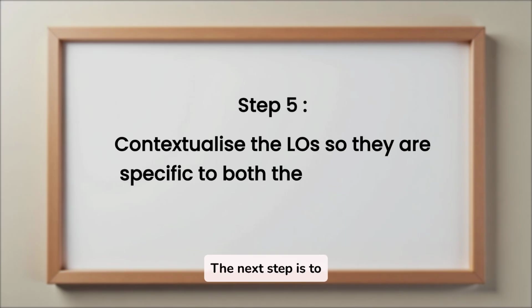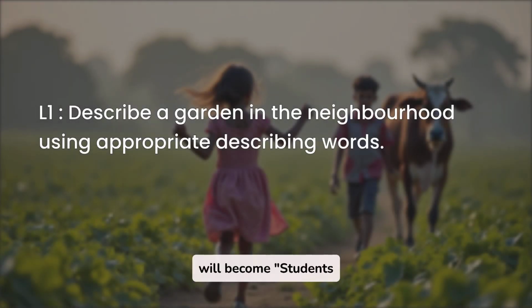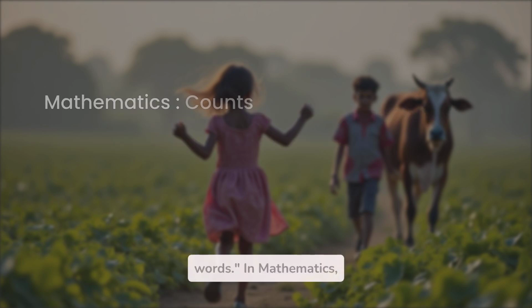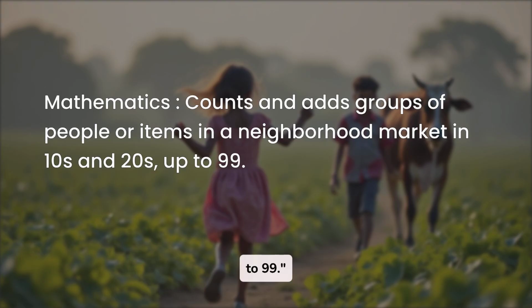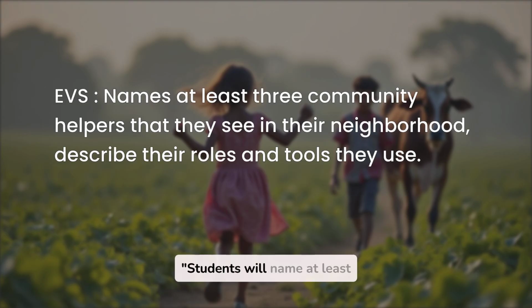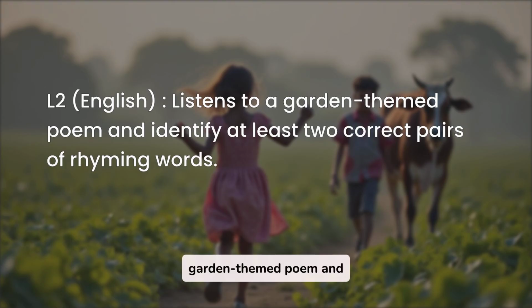The next step is to contextualize the LOs, so they are specific to both the chapter and the theme Our Neighborhood. So the L1 LO will become, students describe a garden in the neighborhood using appropriate describing words. In mathematics, students count and add groups of people or items in a neighborhood market in 10s and 20s, up to 99. In EVS, students will name at least 3 community helpers that they see in their neighborhood, describe their roles and tools they use, and in L2, students will listen to a garden-themed poem and identify at least 2 correct pairs of rhyming words.